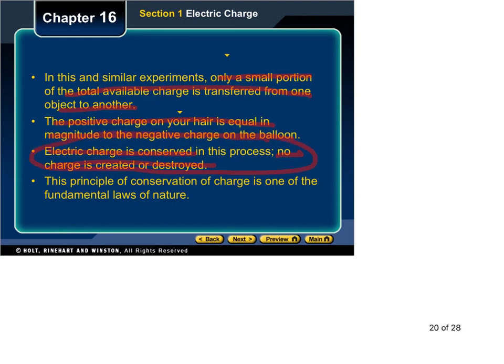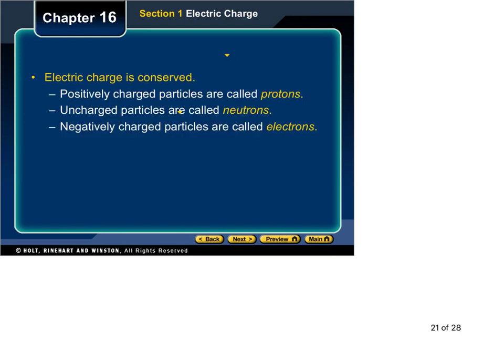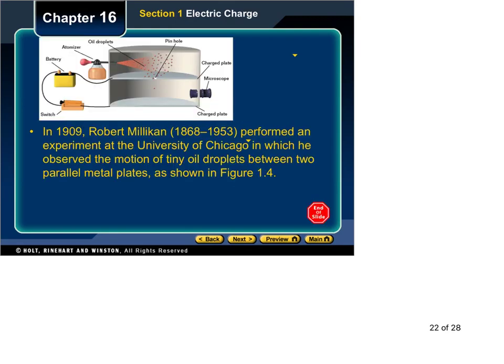There's another very key idea in this principle, conservation of charge, one of our very fundamental laws of nature. So, reviewing a little of what we just dealt with here. Electric charge is conserved. Remember that positively charged particles are called protons, uncharged particles are called neutrons, negatively charged particles are called electrons. These are a few of the very key points that we just went over.